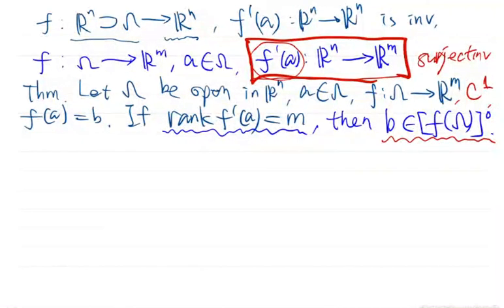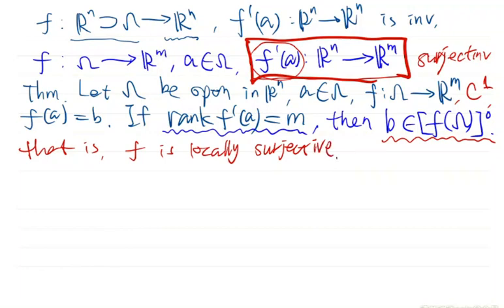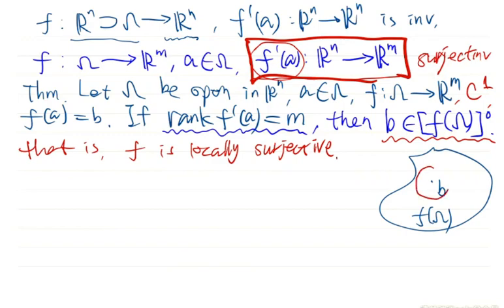So this conclusion means that F is locally surjective. Why does B being an interior point mean locally surjective? So here is B. This is the image F of omega. B is an interior point means that a small neighborhood of B, epsilon small enough, this ball, the epsilon neighborhood of B, will be contained in the image.